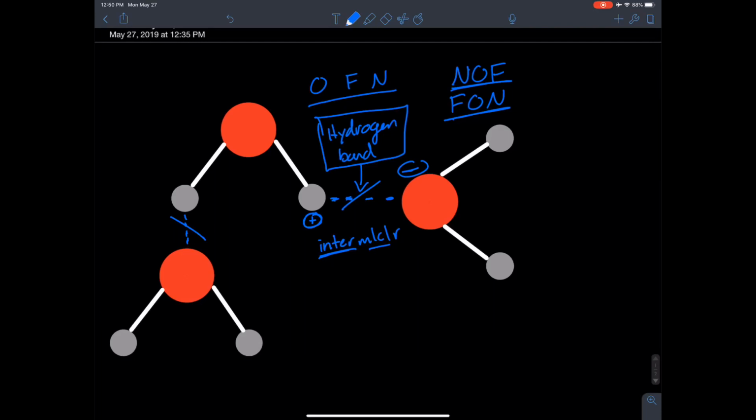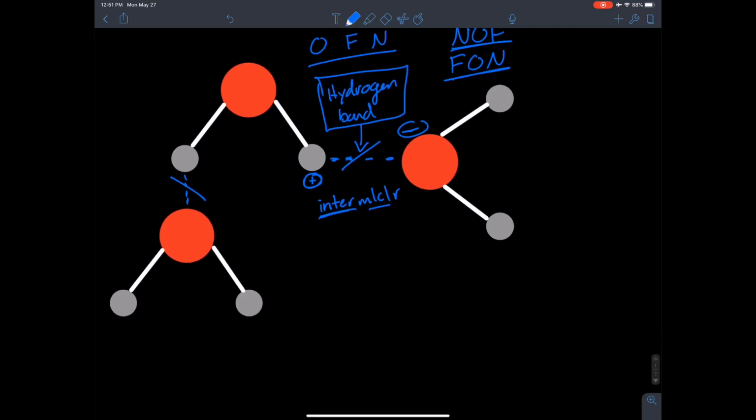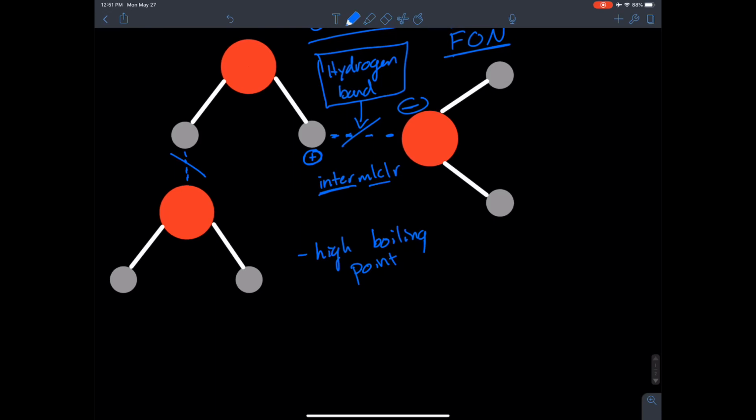So this hydrogen bonding is what gives water its high boiling point. Because it takes a lot of energy to break these hydrogen bonds completely and turn it into a gas. It also gives water its high surface tension. That's why there are bugs that can walk on water's surface, because the hydrogen bonds provide enough surface tension.